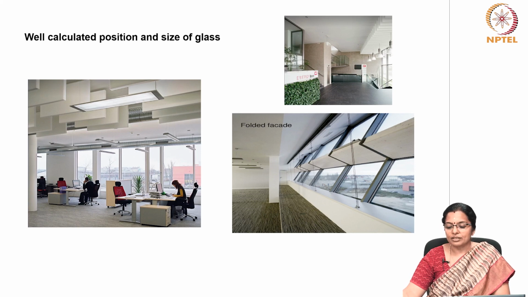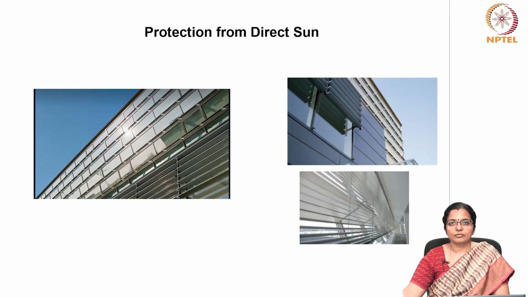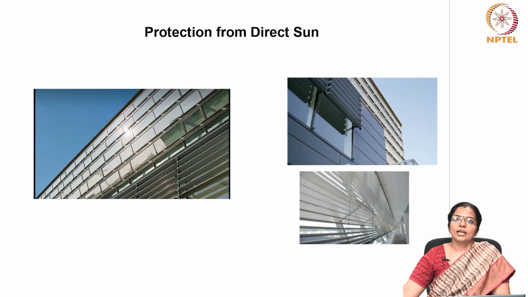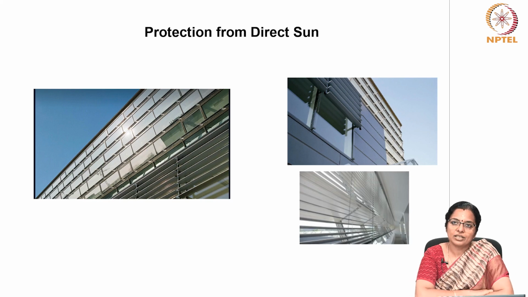Use of light shells and use of window design which facilitates good, clear, diffused light devoid of glare makes this building, which has a well calculated position and size of glazing, effective. Now let's look at the protection from direct sun. The south facade has been specially angled to make the best use of insolation, that is passive and active.